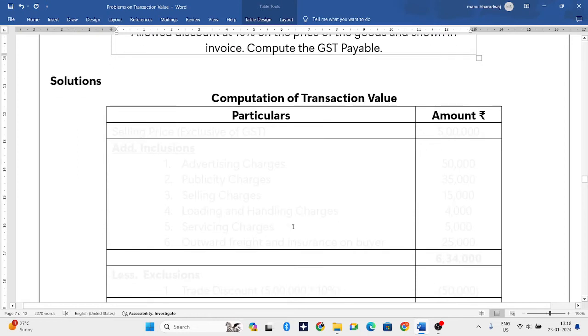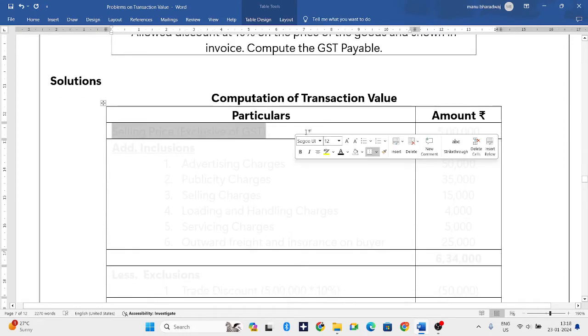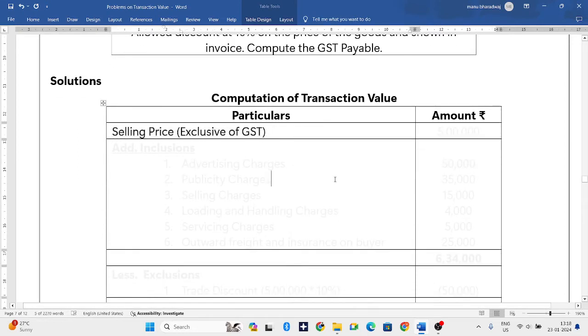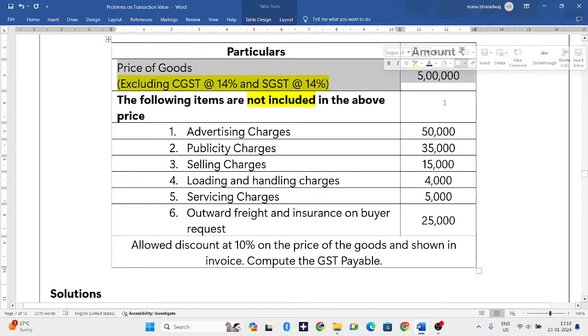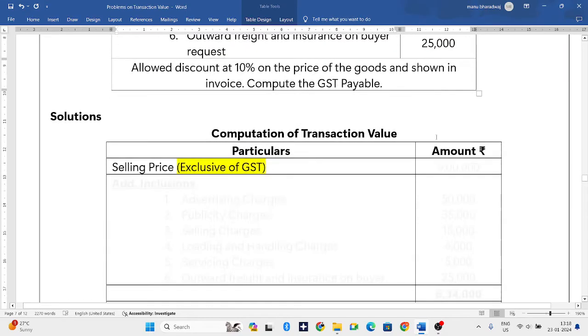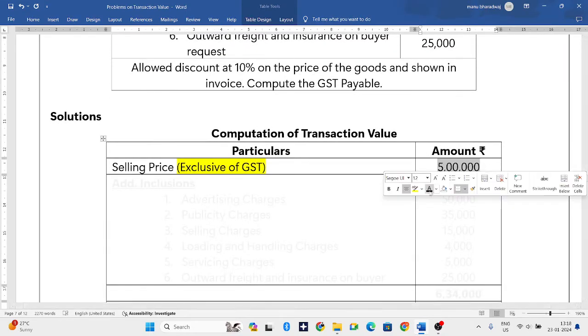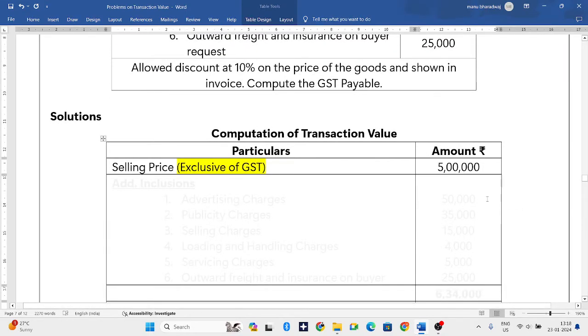First, let us calculate the transaction value. Always first we have to take selling price, and that selling price should be exclusive of GST. In the question they have given selling price exclusive of GST as 5 lakh rupees. So 5 lakh rupees we will write over here.